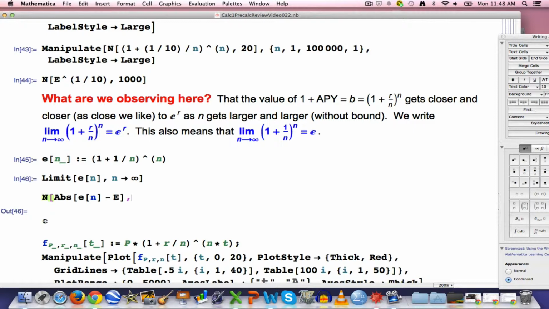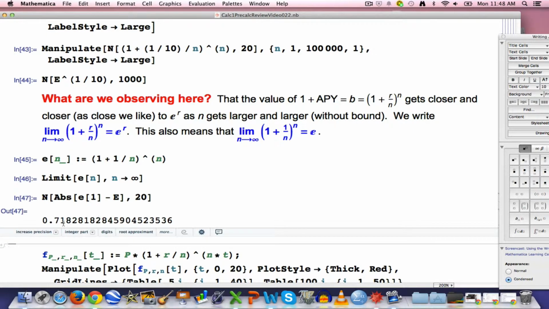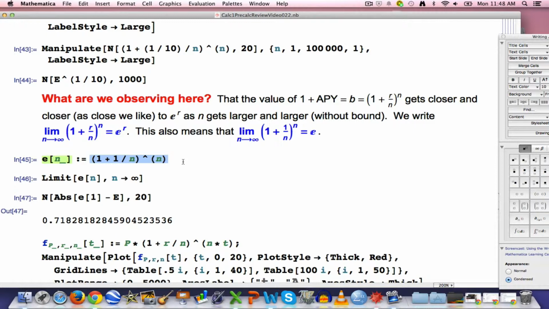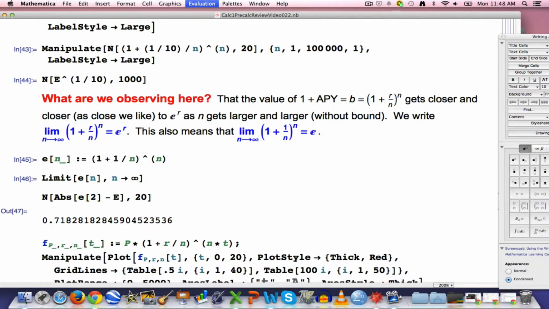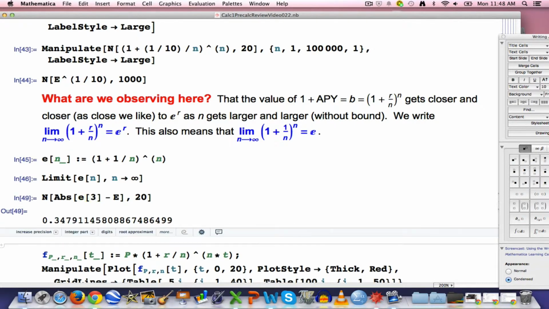I want to estimate this to, say, 20 decimal places for different values of little n. Let's go ahead and plug in different values of little n, like 1 first, for example. The distance is about 0.7, which should make sense. When you plug in 1 here, you get 2 to the first power, which is 2. 2 minus e is negative 0.718, approximately, so the absolute value is approximately positive 0.718. If you plug in n equals 2, it gets smaller. You plug in n equals 3, it gets smaller. The distance between these things keeps getting smaller and smaller.